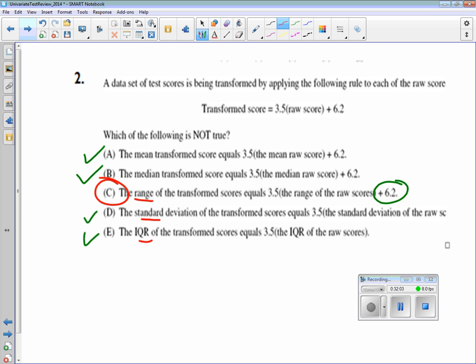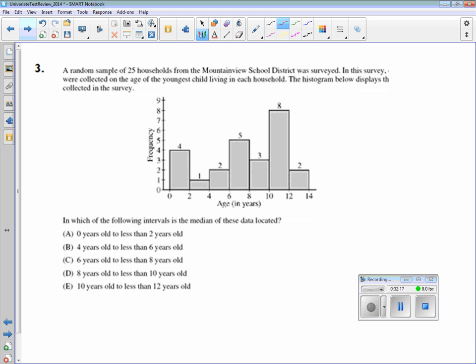It's 50% a section, 50 points for your multiple choice, so each multiple choice question's worth 5 points. Yeah, don't leave any blank. Definitely just guess if you have to. All right, last multiple choice question.